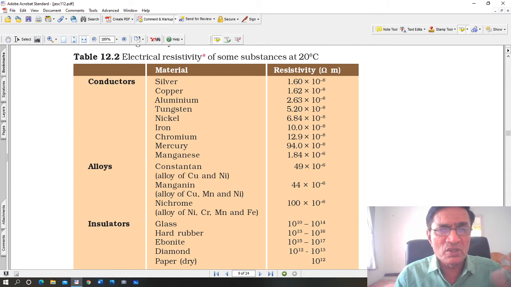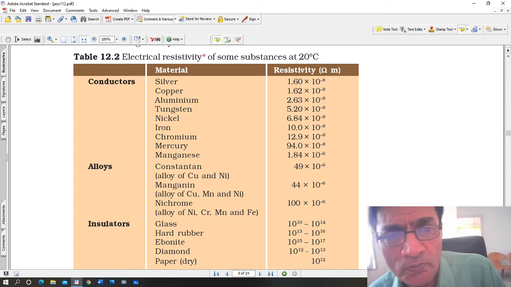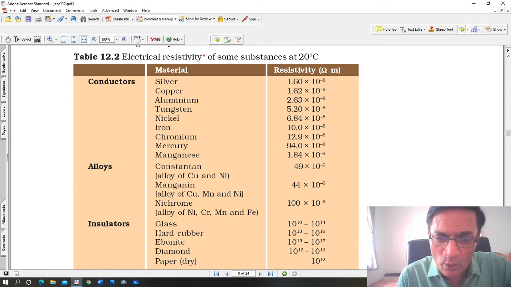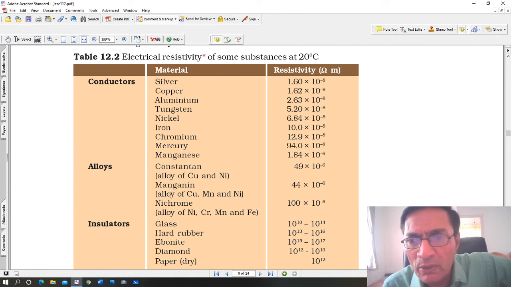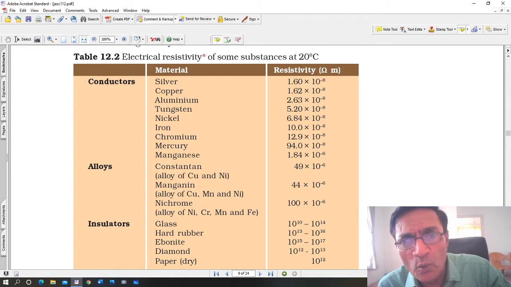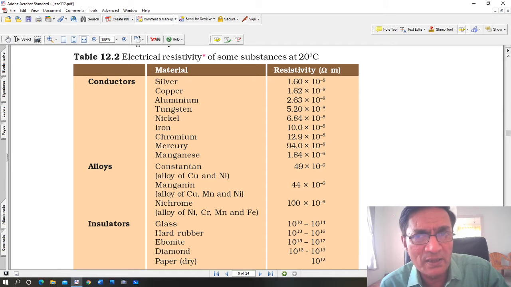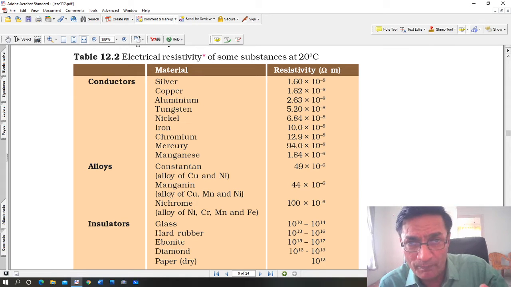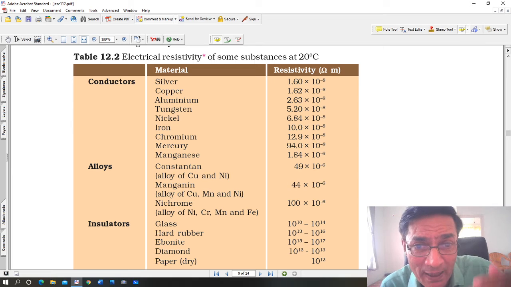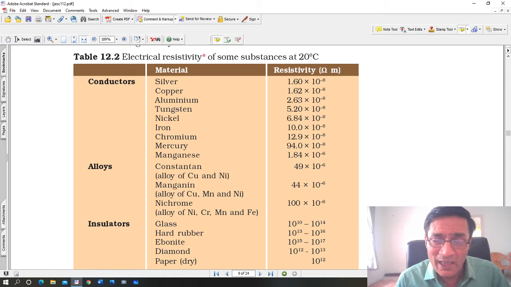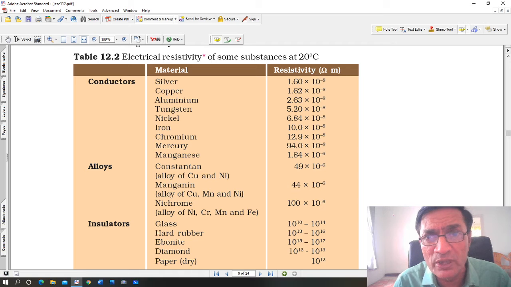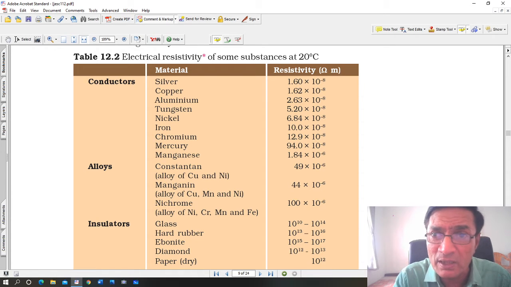Now, conductors, material and its resistivity in ohm meters. Now look at the conductors, then alloys and insulators. Now look at the material silver, look at its resistivity. Remember one thing, lower the resistivity, the better the conductor. It will conduct more electricity. Silver's is 1.6 into 10 to power minus 8. Then copper's is slightly more. And that is why you can see silver is a better conductor than copper. But we cannot use silver wires because silver is too expensive. Otherwise silver is a better conductor than copper because its resistivity is slightly less.